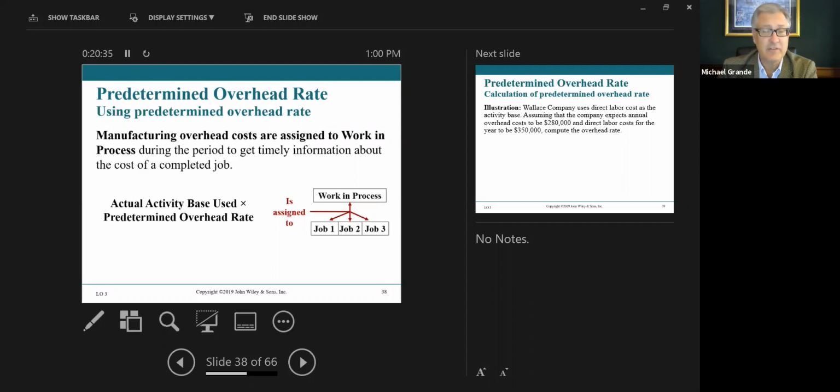Let me repeat that because it's not very clear here on this slide. Manufacturing overhead applied or allocated to a particular job equals the predetermined overhead rate times the actual activity. Now that actual activity can be direct labor hours, machine hours, or direct labor dollars.